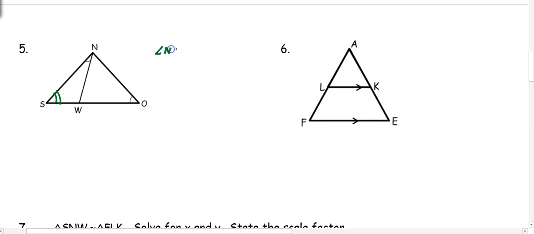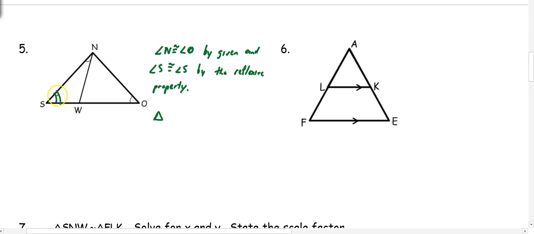So in our explanation, we would say that angle O is congruent to angle O by given, and angle S is congruent to angle S by the reflexive property. So now that we know that, we can name our triangle. So I'm going to name the small triangle SNW is similar to SON. And remember that these N's are different because the N in the first one is talking about the little n, and the N in the second one is talking about this whole angle. By angle-angle similarity.